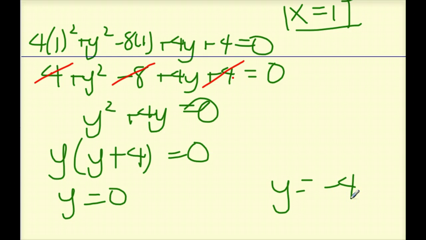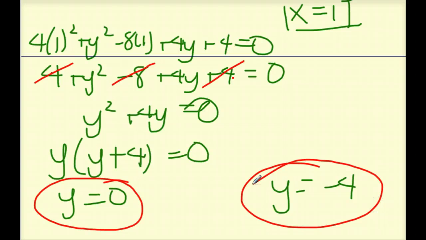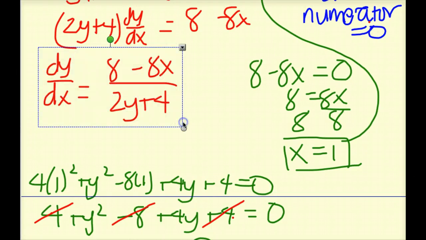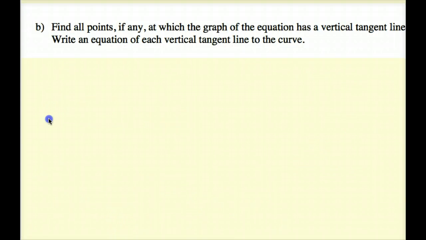So our two points are (1, 0) and (1, negative 4), but the question is asking for where the horizontal tangent lines occur, and so those two places are whenever my y is equal to 0 and when my y is equal to negative 4. Good, so let's go ahead and take a look at the next problem. But what I want to do is copy and paste our derivative that we found.